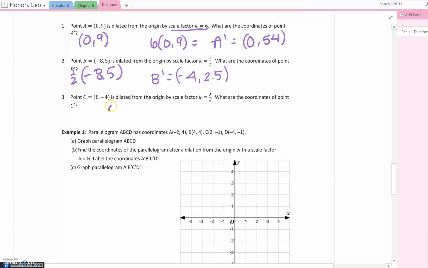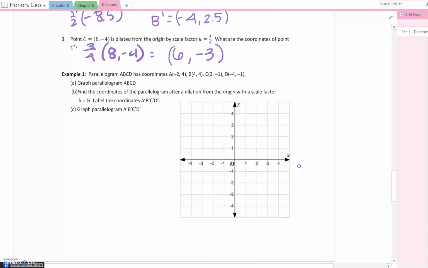Same thing as the last one, (8, -4), dilated with a scale factor of 3/4. So 3/4 times 8 is 6. 3/4 times negative 4 is negative 3. Okay, this should make a little bit more sense once we actually play around with some polygons.